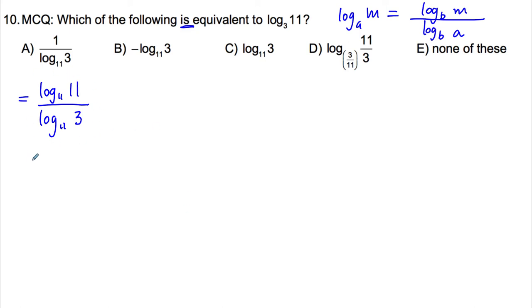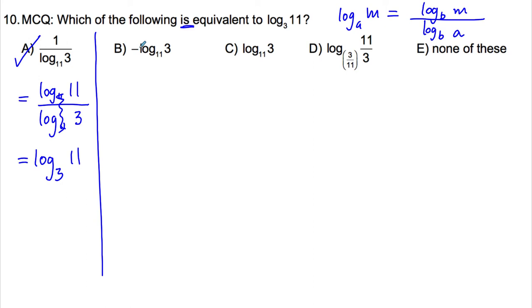Now I can condense that into a single logarithm, and this will condense going from the right back to the left. So the b disappears, the a goes here, and the m goes there. And so I condense this into a single logarithm with the 3 as the base and the 11 as the power. And so that is indeed the same as the first one. So it looks like we found the answer right away, but let's just confirm that the others don't work.